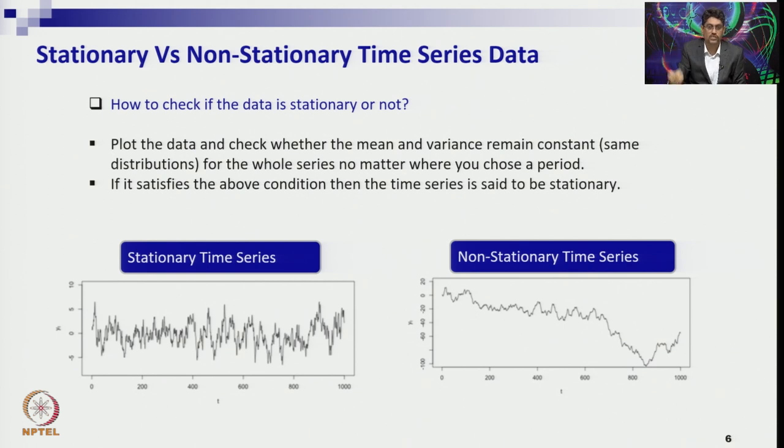But when it comes to non-stationary data, over a period of time the data fluctuates too much. So if you take a block of the data and measure the mean and standard deviation of that particular block, it might change in the next block. So I can show you one example.